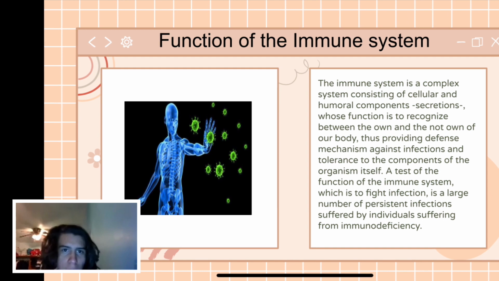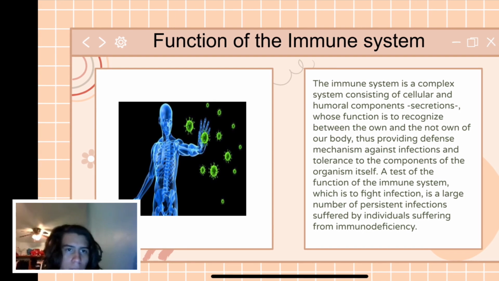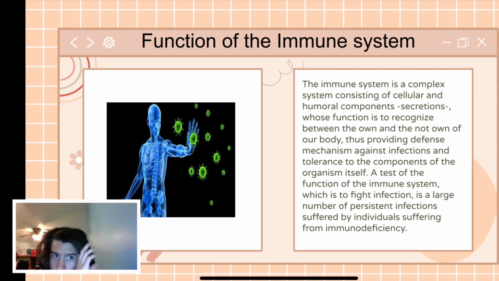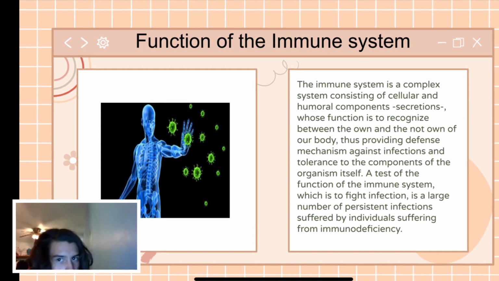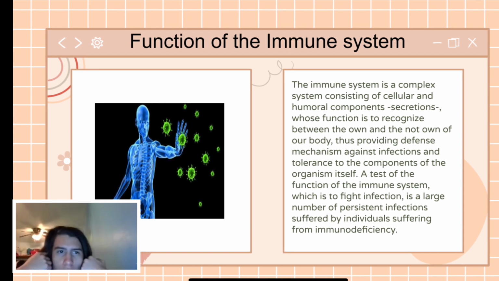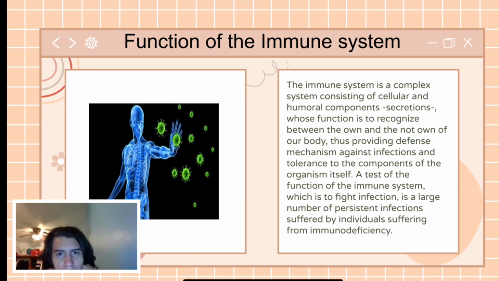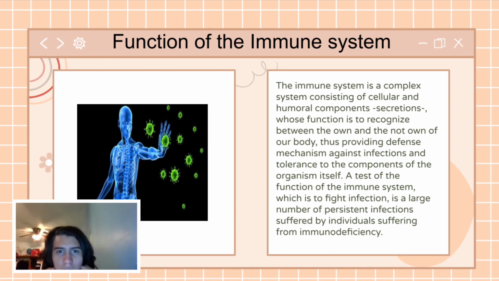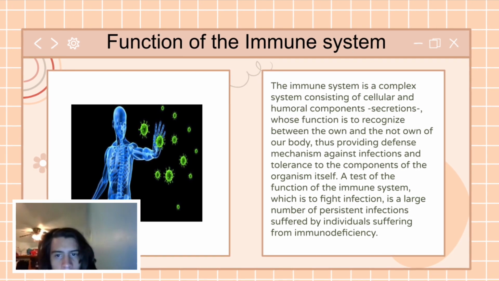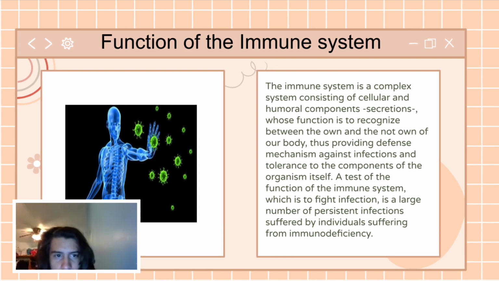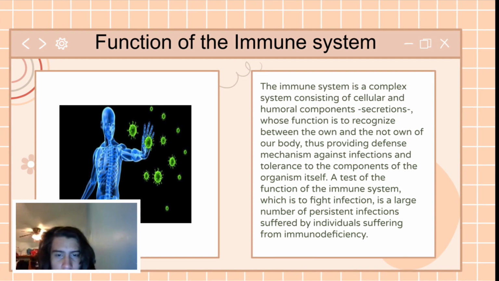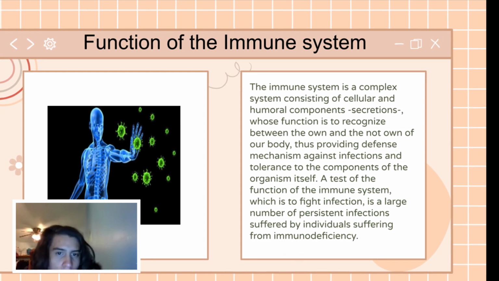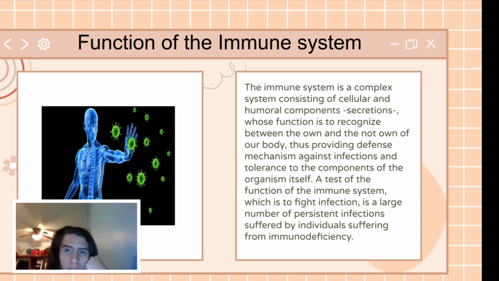Function of the immune system. The immune system is a complex system consisting of cellular and humoral components and secretions, whose function is to recognize the own and the not own of our body, thus providing a defense mechanism against infections and tolerance to the components of the organism itself. A test of the function of the immune system, which is to fight infection, is the large number of persistent infections suffered by individuals suffering from immunodeficiency.